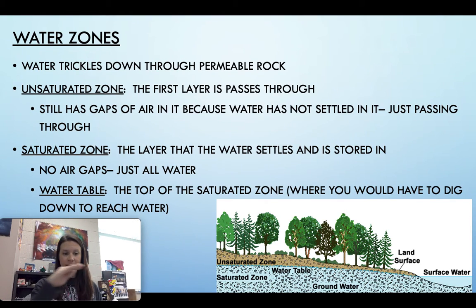The water table will change all the time based on how much rain we get, snow we get, stuff like that. That water table will rise and lower depending on where that saturated zone is marked. So the unsaturated zone and the saturated zone are not set at a certain distance or depth. It changes.